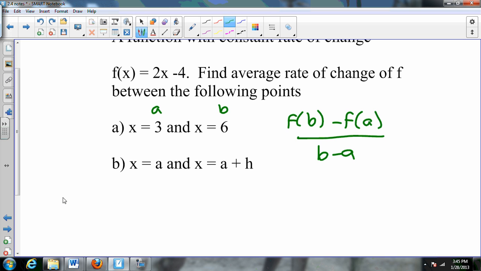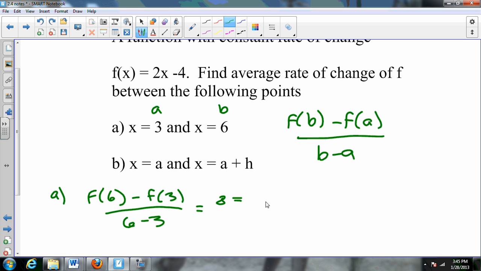So we need f of 6 minus f of 3 all over 6 minus 3. If we plug in 6, 2 times 6 is 12, minus 4 is 8. Plug in 3, 2 times 3 is 6, minus 4 is 2. All over 3. So that goes to 6 over 3, which is 2.